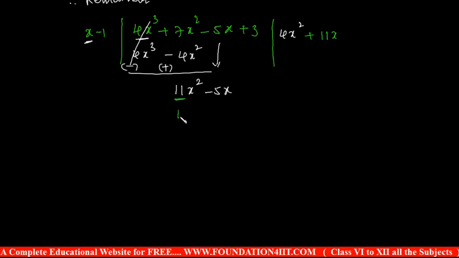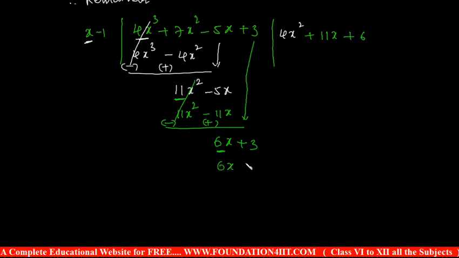11x into x is 11x square and 11x into minus 1, so minus 11x. Take the minus and change the sign, cancel this. Minus 5 plus 11, it's 6x. Now we'll take the next term, that is plus 3. Now it's x and 6x, right? So plus 6. 6 into x is 6x. 6 into minus 1 is minus 6.